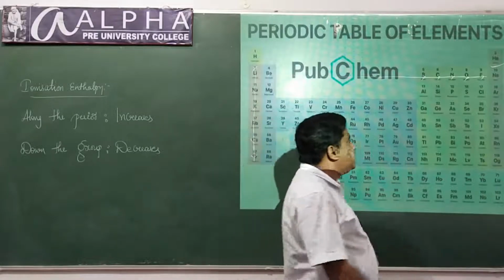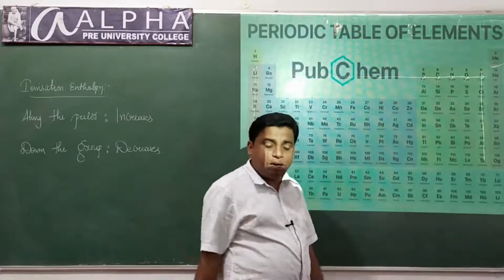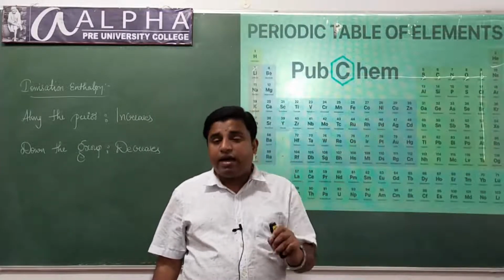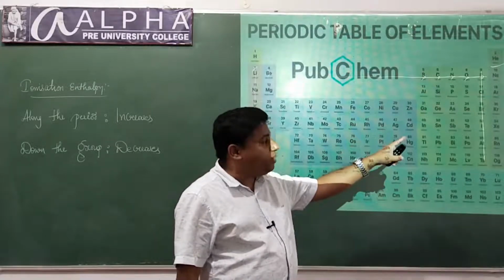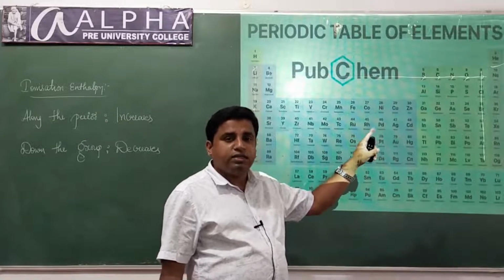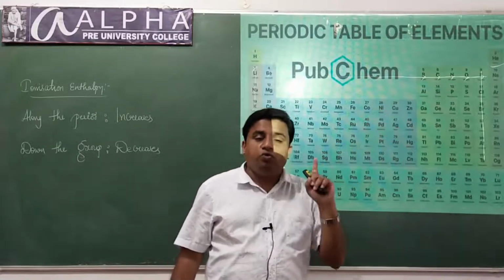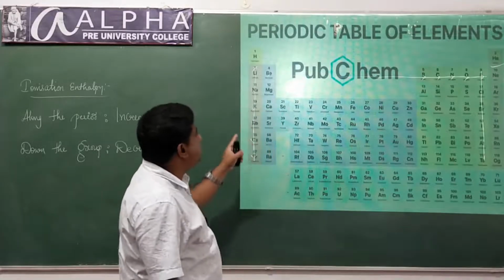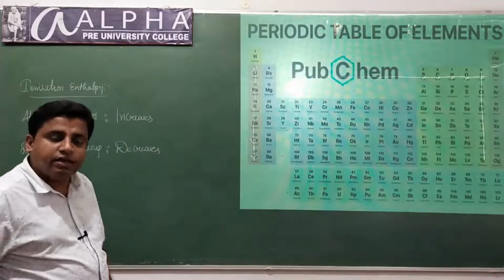The next comes the halogen family. For the halogen family also, ionization enthalpy will be extremely high. Understood? Next to noble gases, which group of elements has the highest ionization enthalpy? It's going to be halogens. And which group of elements has least ionization enthalpy? Obviously, it's going to be alkali metals. Are we clear with this?